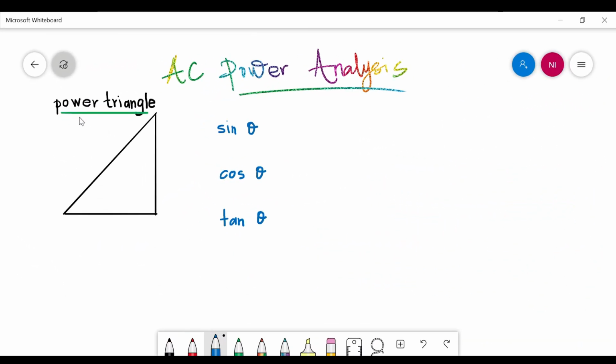We can use the power triangle to get all the elements. Here is theta, here is P, average power, here is Q, reactive power, and S, apparent power. You can get all of these by sine, cos, and tangent. Sine equals Q over S, cos equals P over S, and tangent equals Q over P.